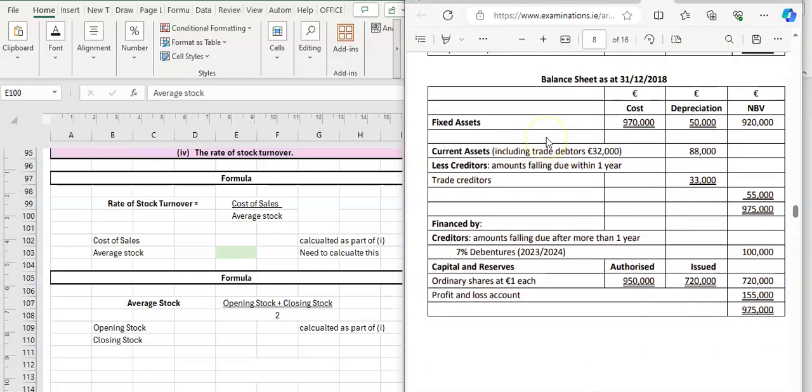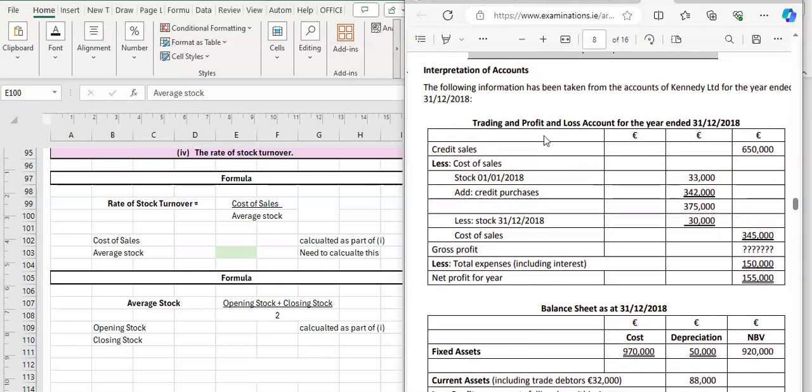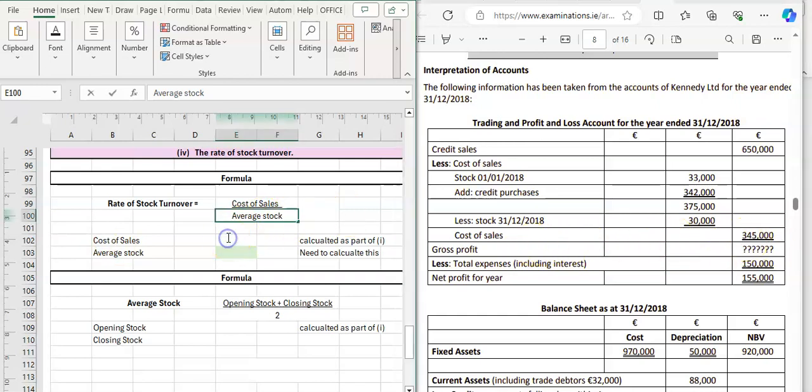The first thing we do with these, before we do the formula, is we go find the figure. So the cost of sales figure is going to be 345,000. So we're going to put in 345,000 there for your cost of sales. And remember, sometimes you could be asked to calculate your cost of sales figure. There are two ways you can do it. That can be your credit sales minus your gross profit. That's one way. Or you can take your purchases, add your opening stock, take away your closing stock. That'll also give you your cost of sales. But in this question, it's giving it to us.